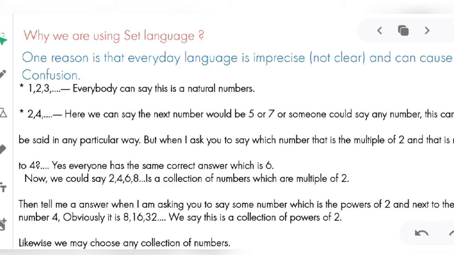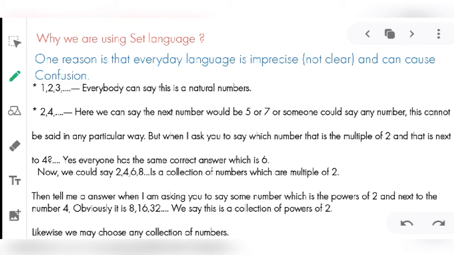Like in the previous lesson we have learned, when I asked you, can you say a number which will be next to 4 in the multiples of 2? You can say only one answer, which is 6. So we have no other answers which are multiples of 2 and next to 4. The only answer is 6.